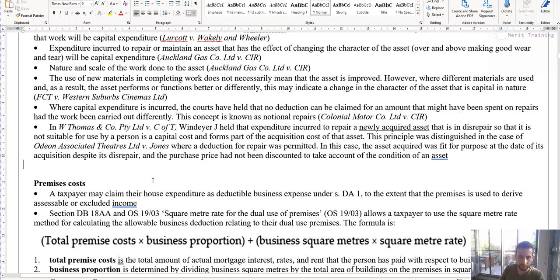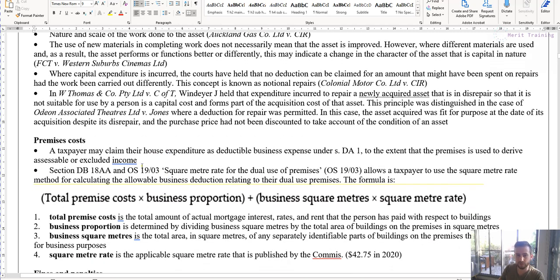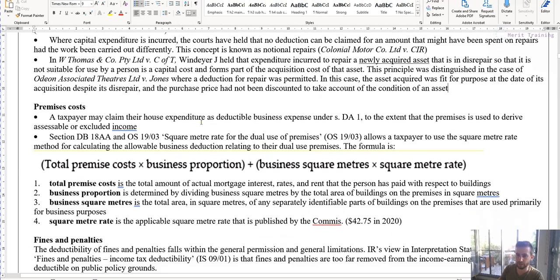Okay, so premises cost. A taxpayer may claim their house expenditure as a deductible business expense under DA1 to the extent that the premises are used to derive assessable or excluded income. So if you run a business out of your own house, even though it's your personal property and your main residence, you can still claim a portion of that which is part of your business. And you usually do that using the square meter rate.